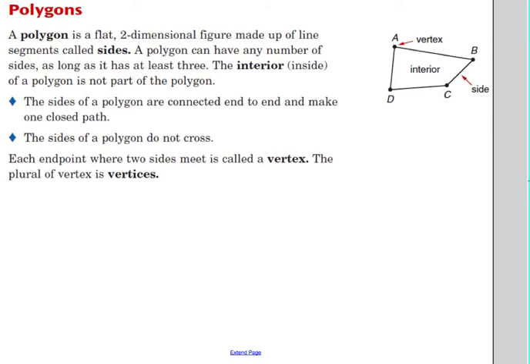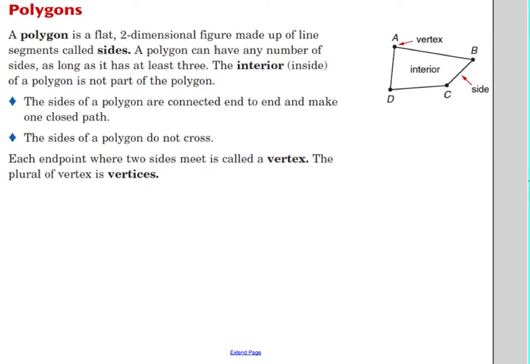A polygon is a flat, two-dimensional figure made up of line segments called sides. A polygon can have any number of sides as long as it has at least 3. The interior, or inside, of a polygon is not part of the polygon. The sides of a polygon are connected end to end and make one closed path. The sides of a polygon do not cross.